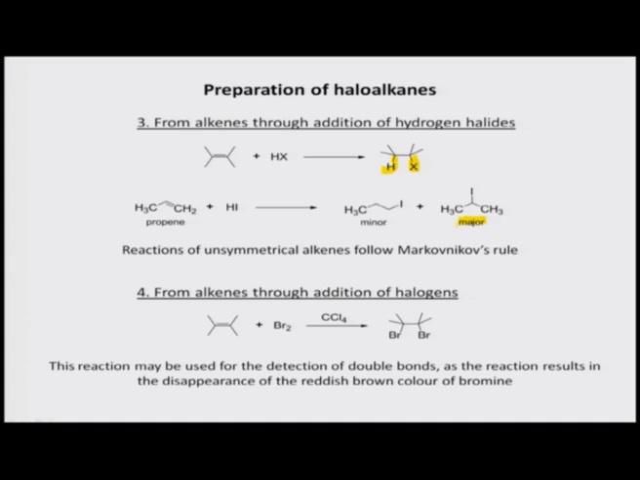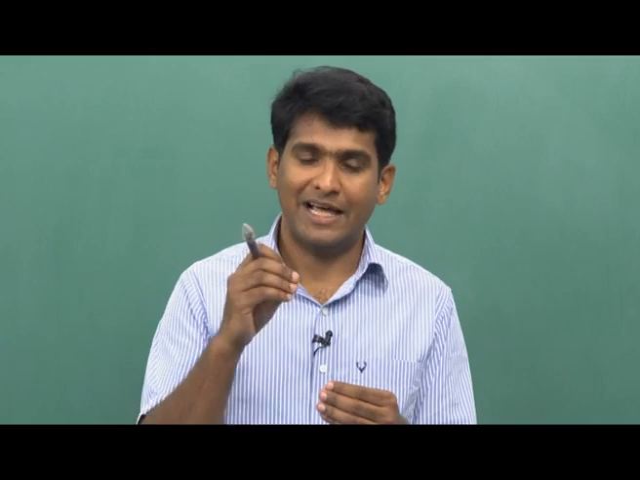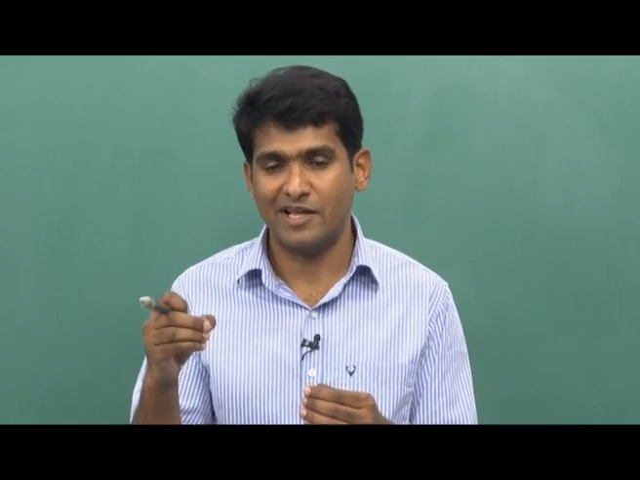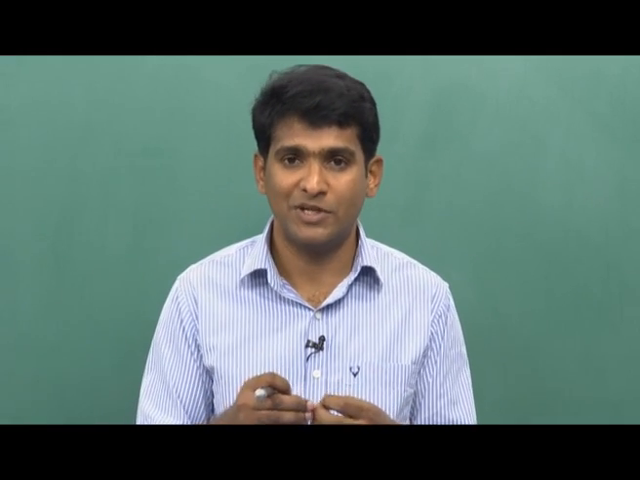Because reaction of unsymmetrical alkenes such as this, that means when you have a double bond that is differentially substituted on the 2 carbon atoms involved in the double bond, then the addition reactions of such molecules happen in such a way that the halogen atom gets attached to the most substituted carbon atom. That is, there is a preferential formation of more substituted halo compounds. This rule is Markovnikov's rule, which you have studied already.